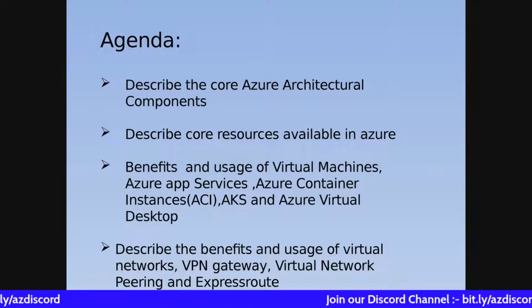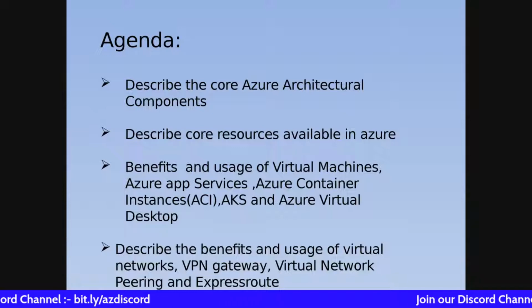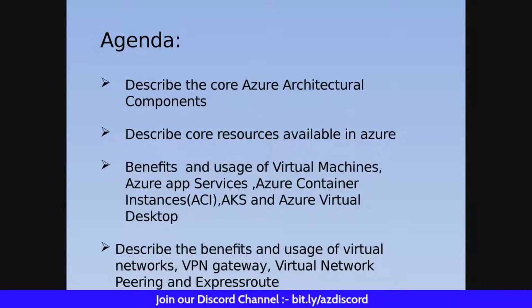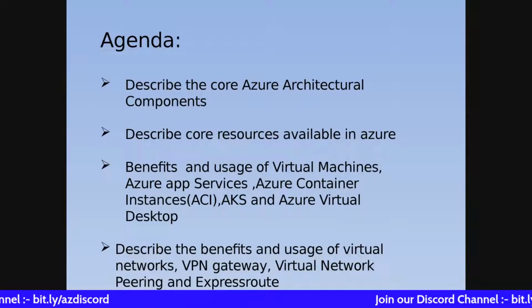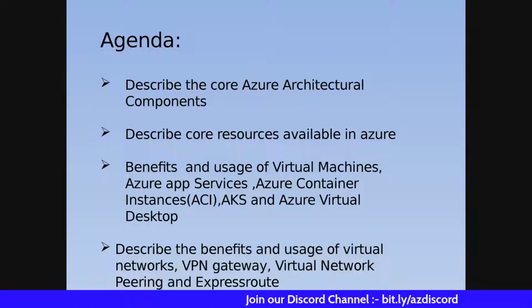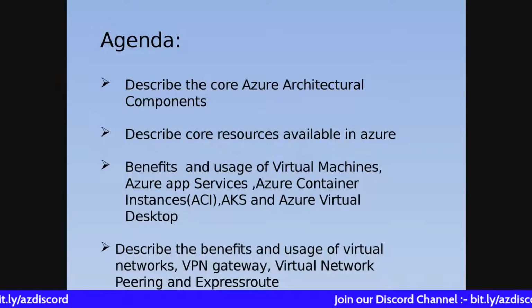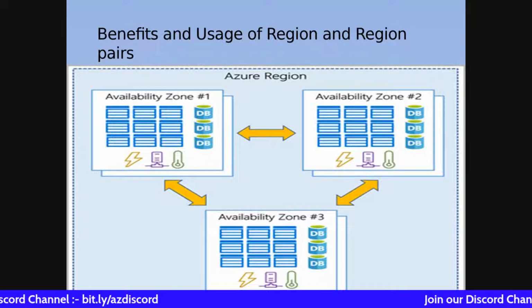Today you'll get to know the core Azure architectural components. Architecture is important for knowing the Azure services. You'll get to know the core services available in Azure: what is the use of a virtual machine, how to create a virtual machine, Azure App Services, Azure Container Instance, AKS, which is the Kubernetes service, and Azure Virtual Desktop. You'll also learn about virtual networks, how they are used for peering, and about ExpressRoute. Basically, you'll learn the benefits of using Azure regions and region pairs.